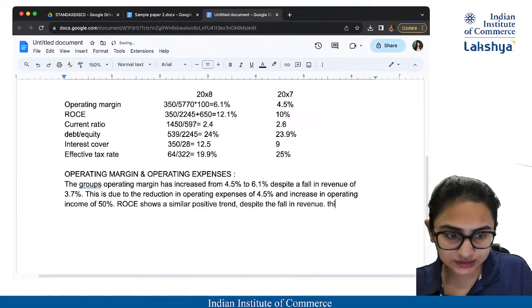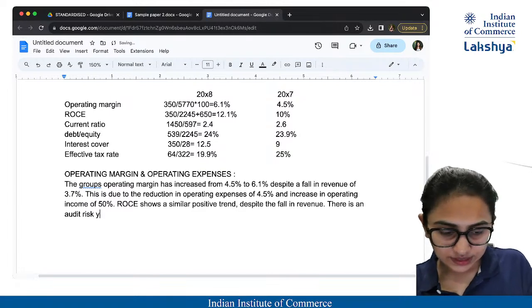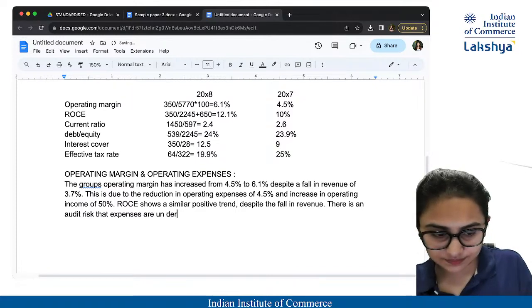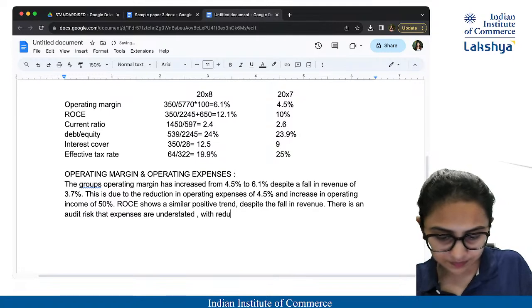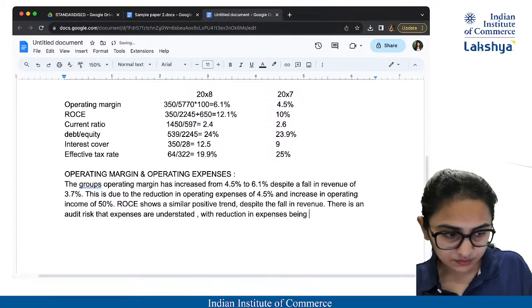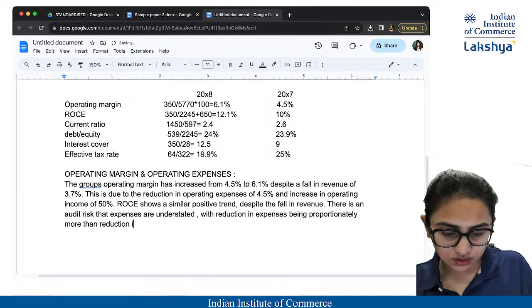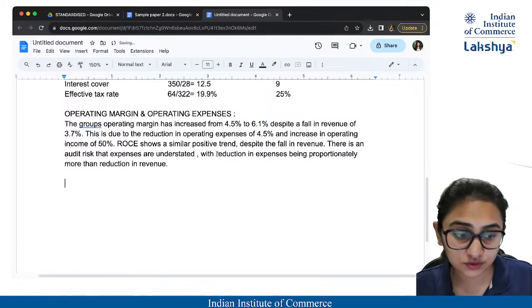So what is the audit risk in there? There is an audit risk that expenses are understated, with the reduction in expenses being proportionately more than the reduction in revenue. Okay, this is the first thing that you can say.